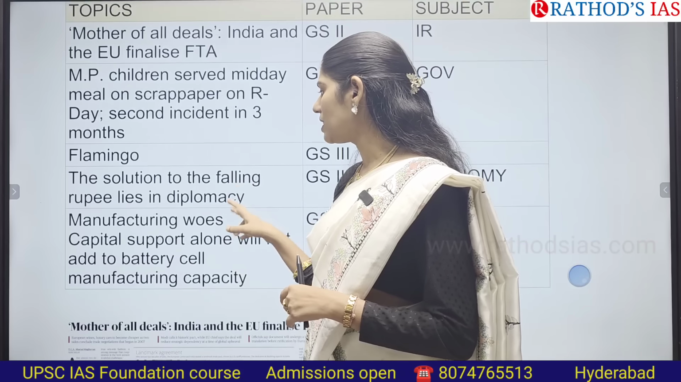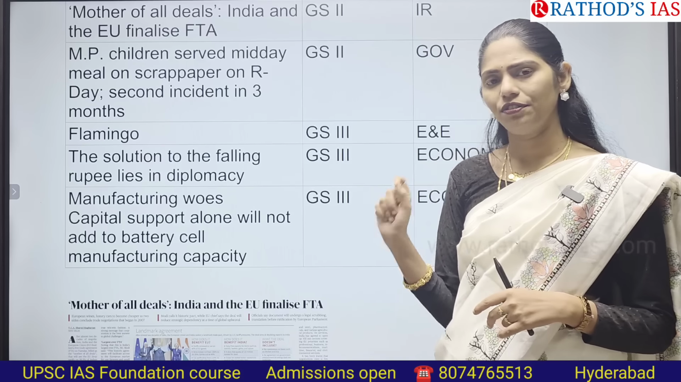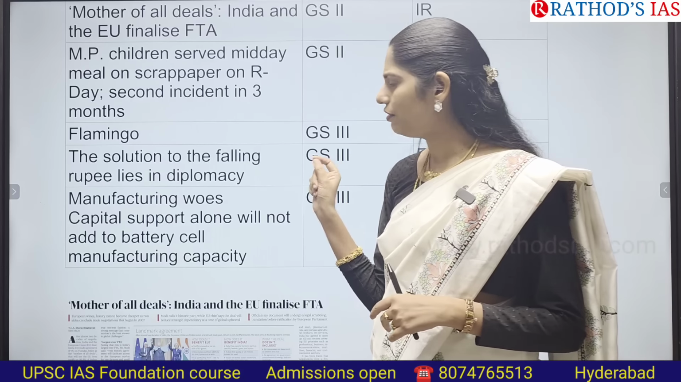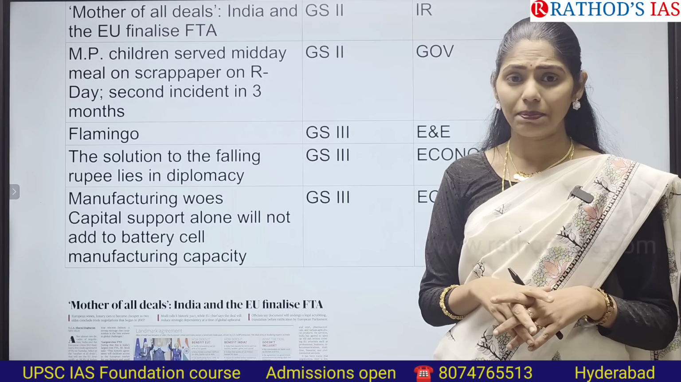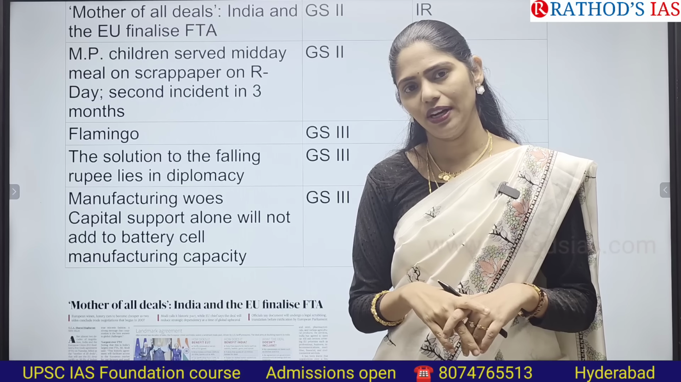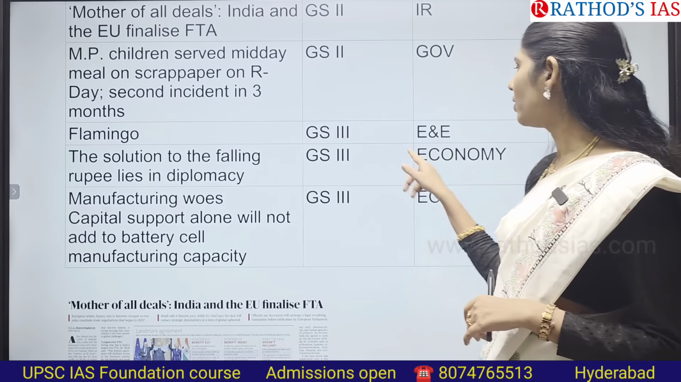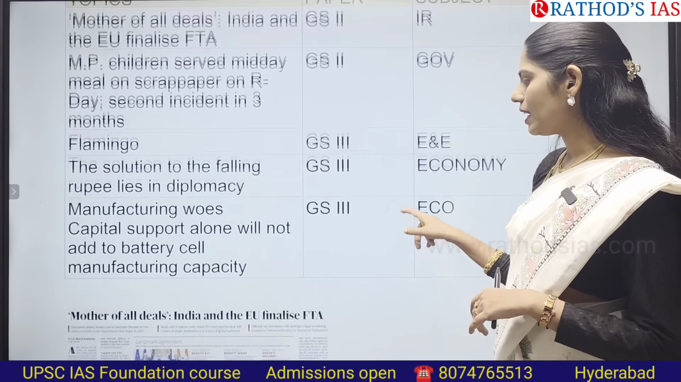And next one here, I find a certain important image related to Flamingo. Here, if you're getting any bird species or animal species in news, you may get a prelims based question on it. And this topic is important from GS paper 3 under environment and ecology.